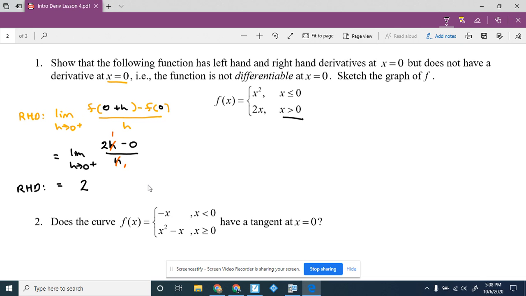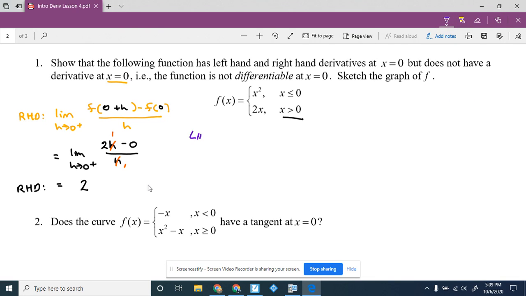What does that mean? That means if I was to trace along the graph coming to 0 from the right, the slopes of my tangent lines would be approaching 2. I'll show you that in a second when I look at the graph. Let's go ahead and do the left-hand derivative now.